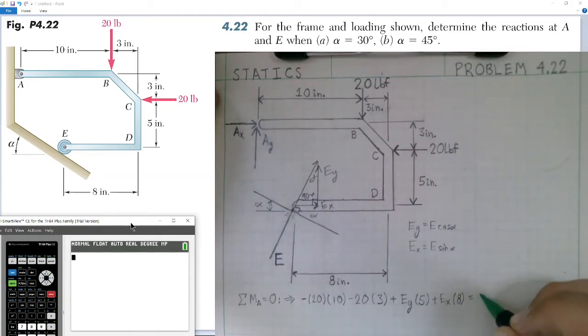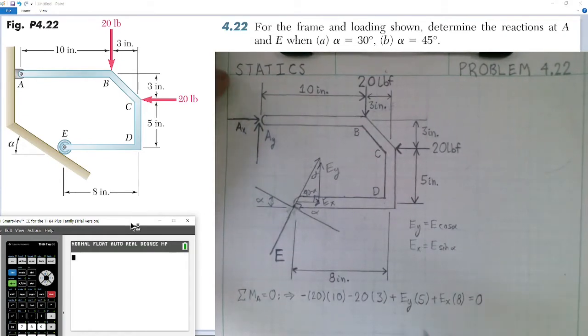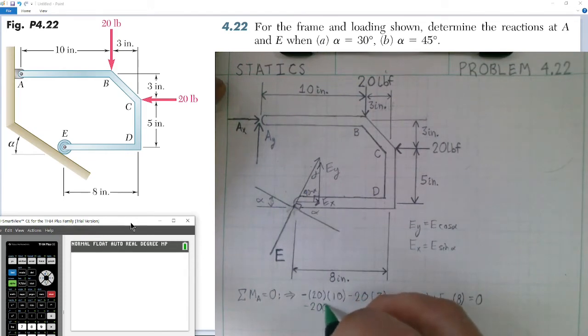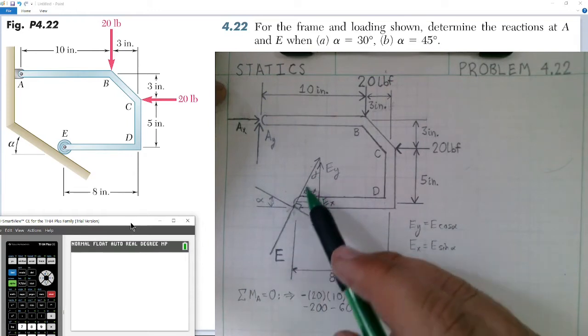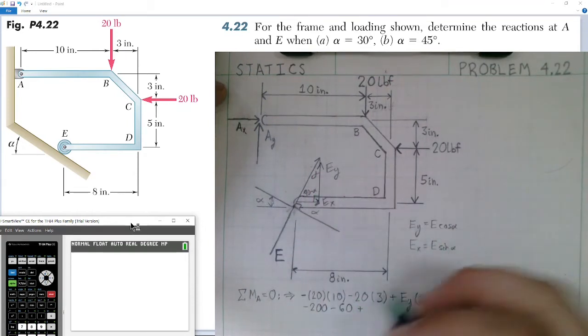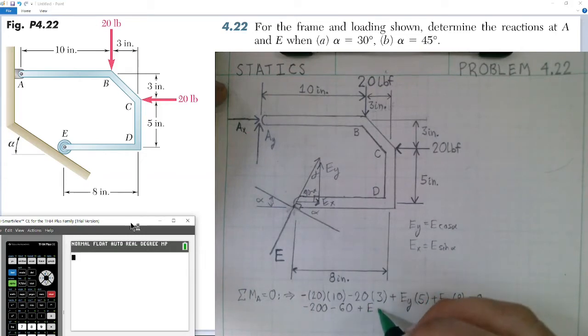And now this moment we know is equal to 0. So now we can substitute values in and determine what this value is for EY and EX. So negative 20 times 10 would give us negative 200. Negative 20 times 3 would give us negative 60. Plus now EY, we know EY we determined from this diagram, extending this further out and drawing the angles. We know that EY is equal to magnitude E, that reaction, times cosine of alpha, plus EX we know is E times sine of alpha.